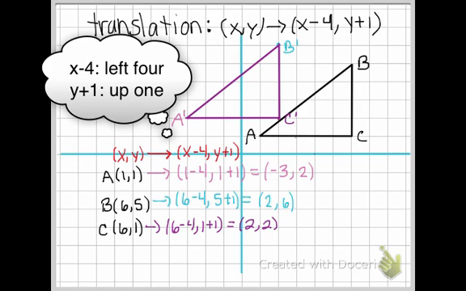What we're going to do next is reflections. So for the next examples, pause the video and see if you can do them for yourselves.